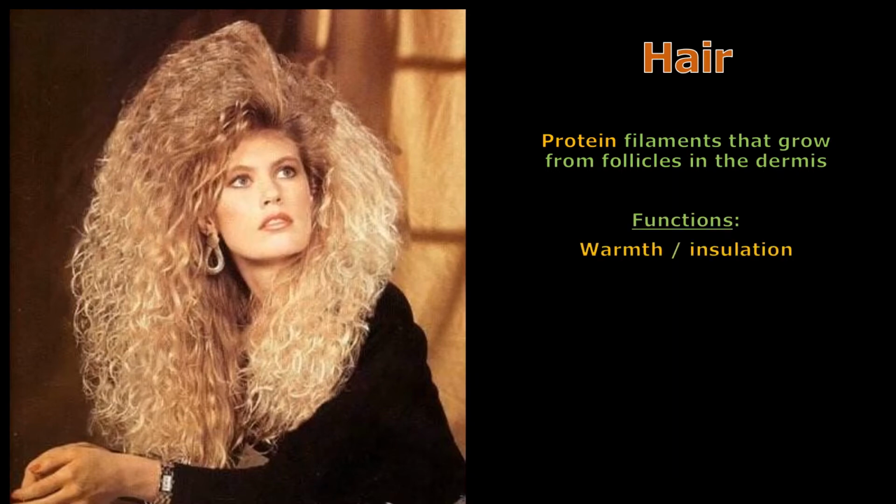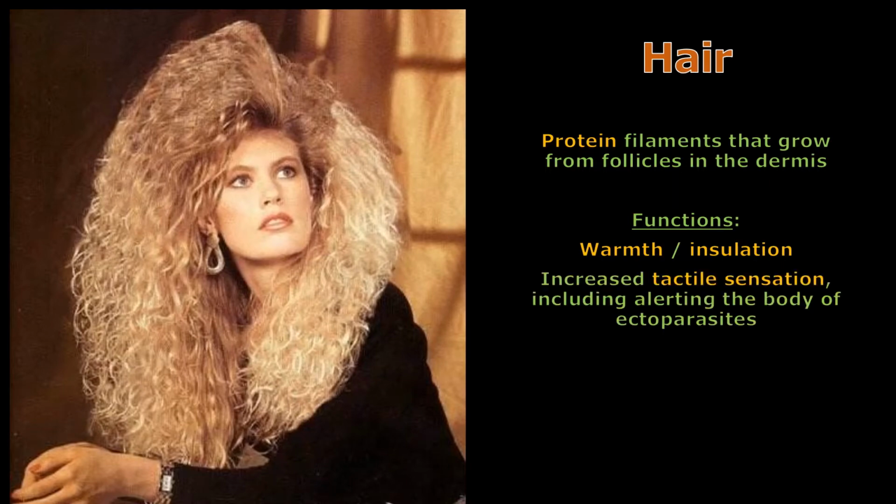Functions: provide warmth, insulation. Yes, think about an insect crawling on your skin, like crawling across your arm. You have some skin receptors, like Meissner's corpuscles, that could detect that potentially, but if you have hair sticking out and the insect is making the hair move, this will cause increased sensation, so you can know if there's a bug crawling on you so you can get it off.